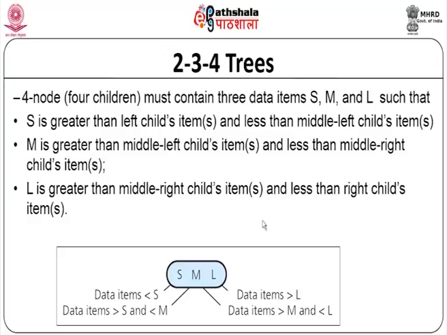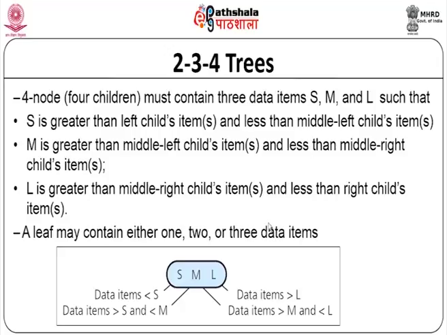So, these are the 4 things. S will be greater than the data items in the left and less than what is in the middle left, and so on. So, this is the property of a 4 node in a 2, 3, 4 tree. A leaf may contain either 1, 2 or 3 data items. Okay.